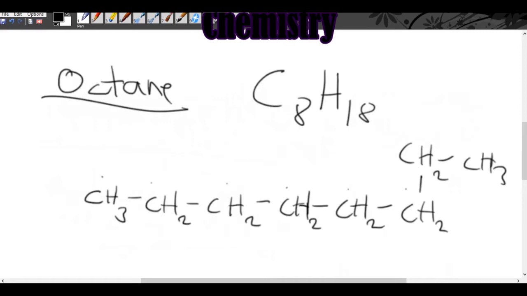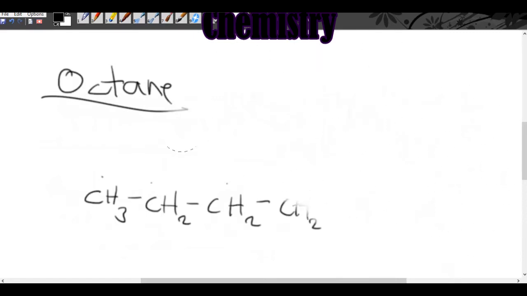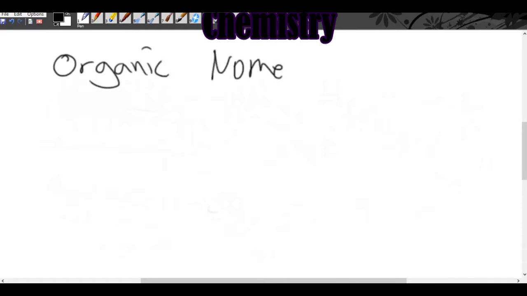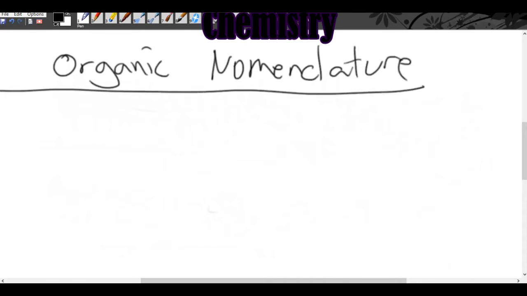Now, for some of you, you might think, well, there might be an occurring pattern in these particular situations. And yes, indeed there is one. So, we have to familiarize ourselves with some prefixes. This is how you name, or this is the organic nomenclature of an alkane. So we have to introduce that ourselves.